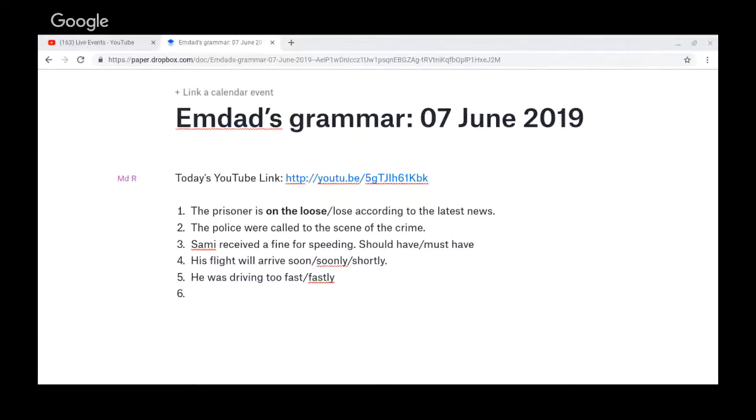Okay, anyway, I think we are done here. Let's do this last grammar rule today. Rule number 6. Can you see that, everyone, Zishan? Number six is not showing up. I'm just going to post it now.